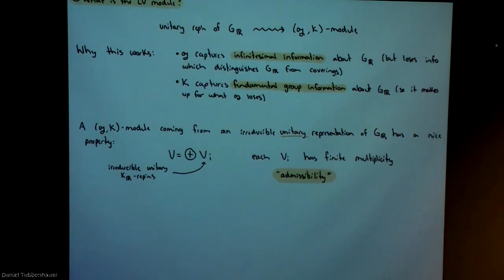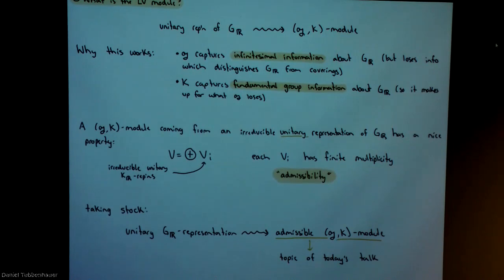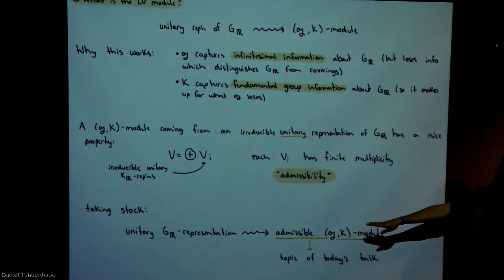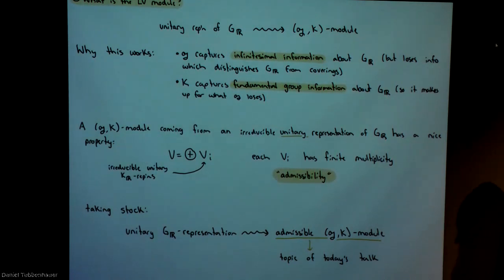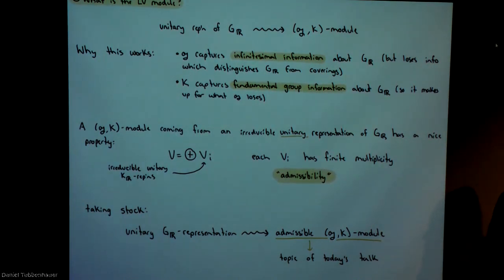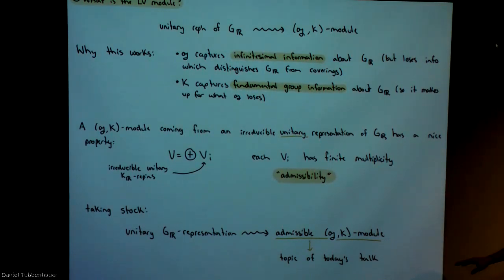So if we start with a unitary representation, the point is that this leads us to a GK module, but not just any one, an admissible one. So that's what this adjective is around. And this is actually what today's talk is about. So it's sort of under the umbrella of representations of real Lie groups, but I'm going to quickly do away with the real Lie groups and not talk about them again for the rest of the talk and work instead in this world of GK modules.